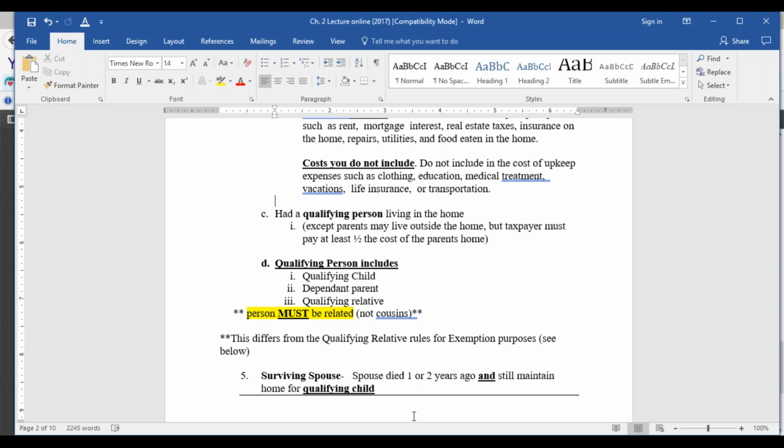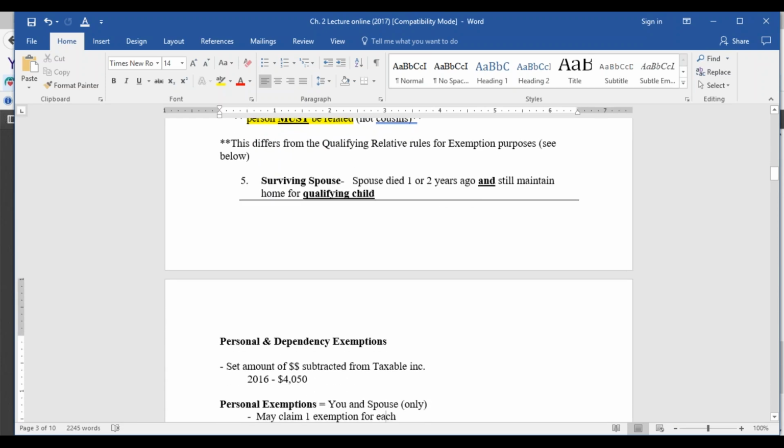To claim head of household, it does have to be a relative, usually a child or parent. An aunt or uncle would also be okay, but cousins are not okay. Cousins are specifically not considered a qualified relative for tax purposes. So if you consider a cousin your dependent and they live with you, that would not be enough reason for you to claim head of household. You would still have to claim single.